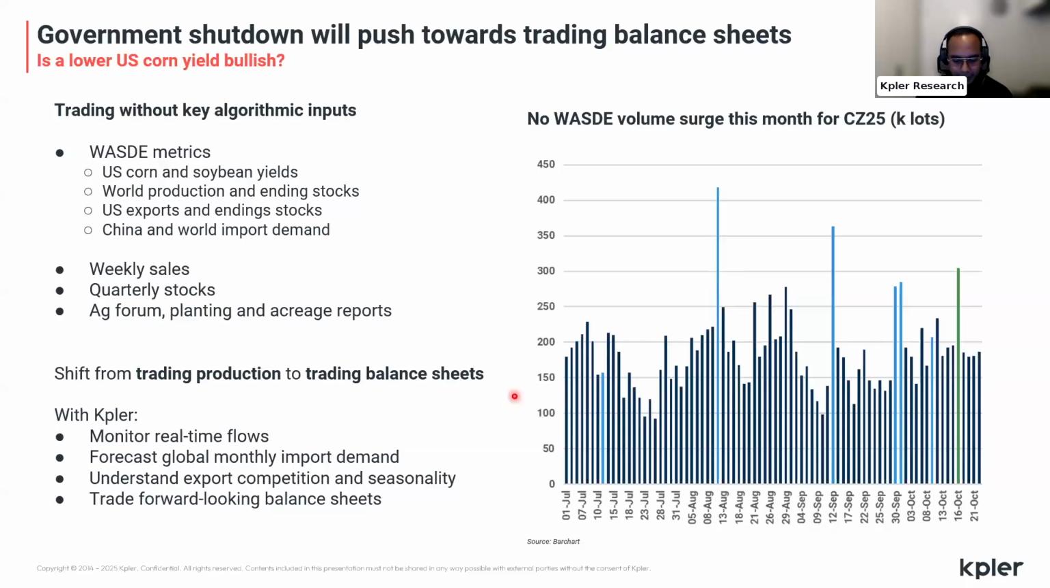So in absence of volatile data points every week and every month, the trade is shifting to look at overall annual balance sheets and US ending stocks. The key traded metric right now remains US ending stocks for 2025-26, which is August ending stocks for soybeans and corn.